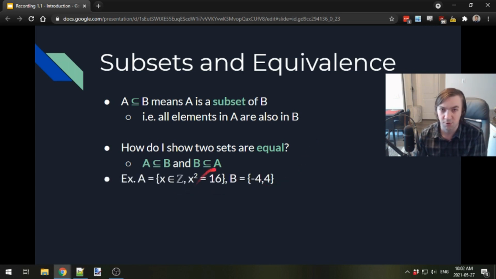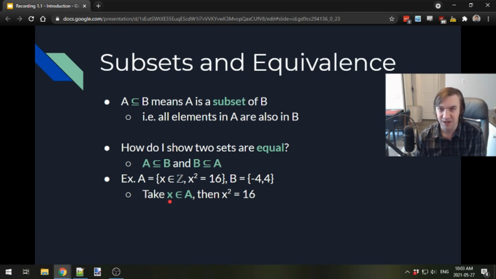So let's go through a really simple example of this. Suppose we have two sets. A is the set of all integers where x squared is 16. And B is a set of just two elements: -4 and 4. Well, how can we show these two are equal? We're going to do it two ways. First, we're going to take an arbitrary element from A and show that it must be in B. And then we'll do the reverse: take an arbitrary element in B and show that it must be in A.